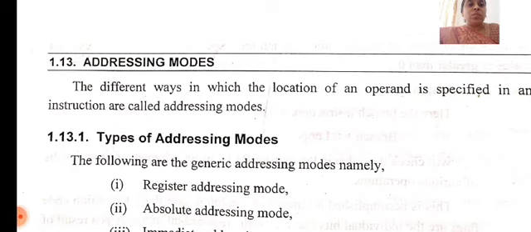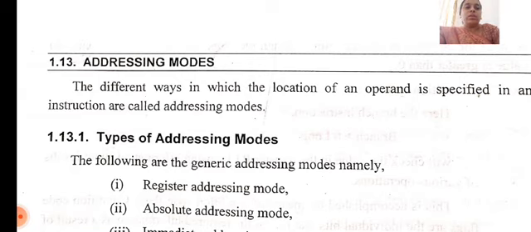Today we discuss the topic Computer Architecture Addressing Mode. What is the use of addressing mode? To find the location of the operand. The different ways in which the location of an operand is specified in an instruction is called an addressing mode. There are different types of addressing modes.